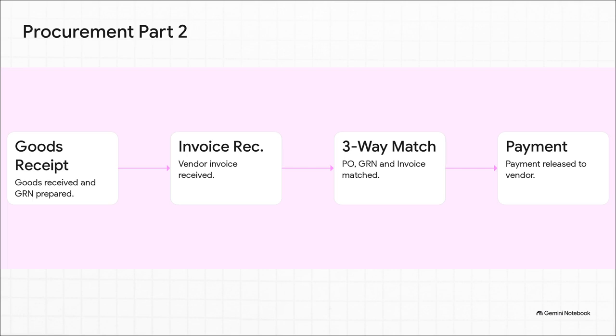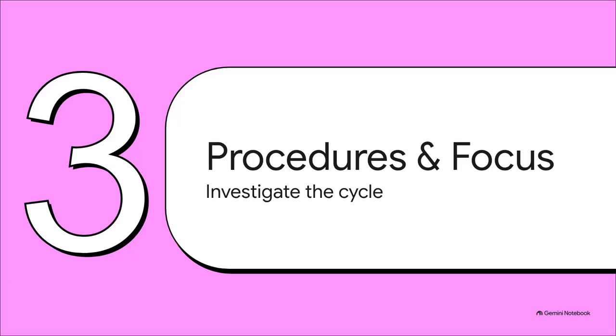Step 5, the goods actually arrive and a goods received note, or GRN, is prepared. Step 6, you get the vendor's invoice. This triggers Step 7, that vital three-way match we just talked about, between the PO, the GRN, and the invoice. Once that clears, and only when that clears, you hit Step 8 and safely release the payment. Which brings us to Section 3, Audit Procedures and Focus.